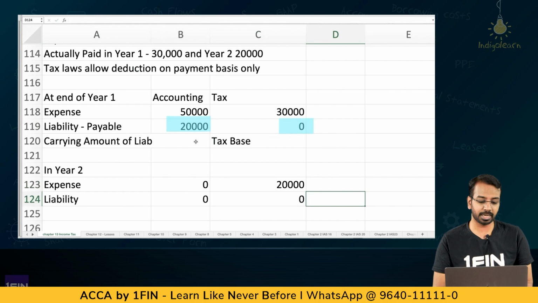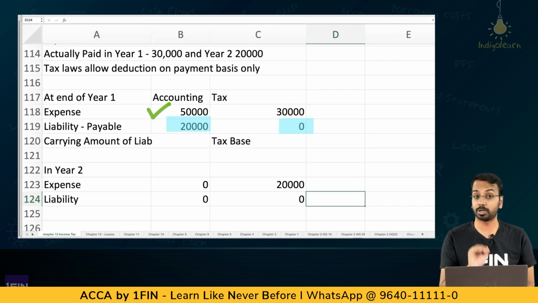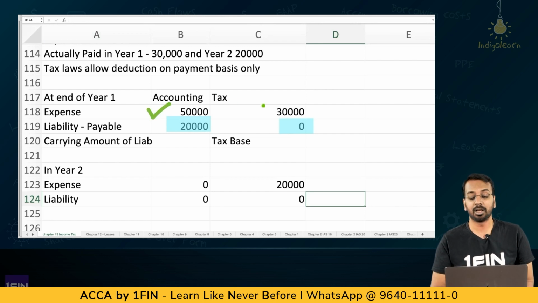But one more thing that you need to understand is, when I am claiming expense of 50,000 in year 1 for accounting purpose, the tax impact of that entire 50,000 must be given in year 1 itself. So, that tax impact comes by way of direct current tax as well as deferred taxation, right.